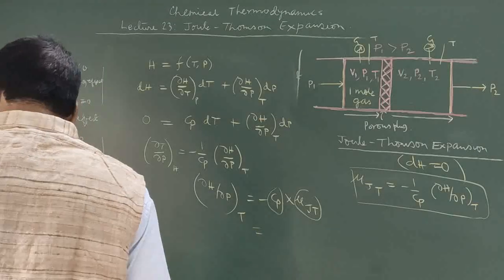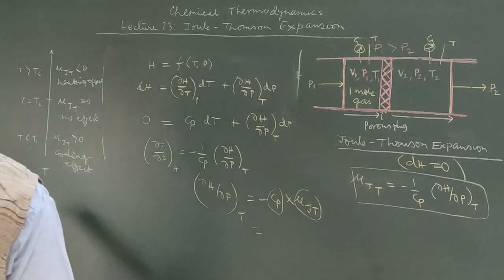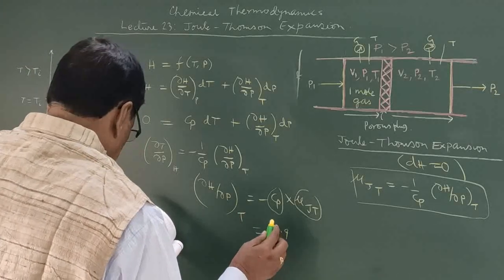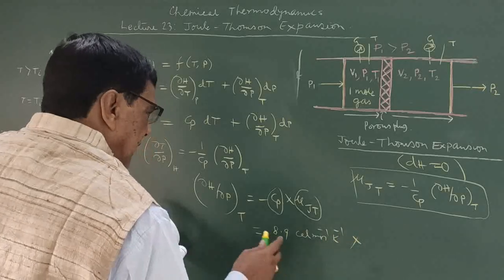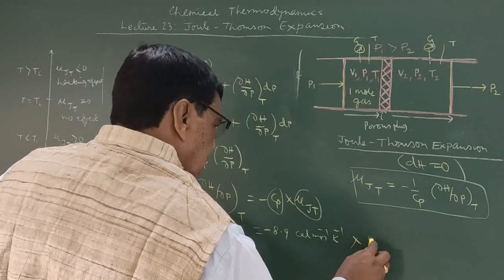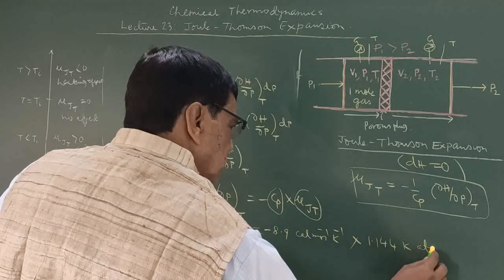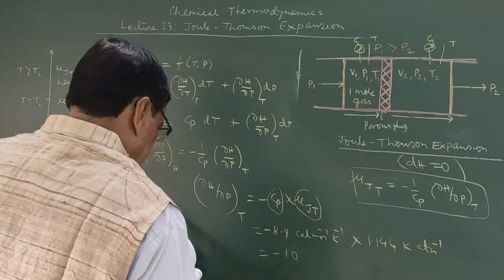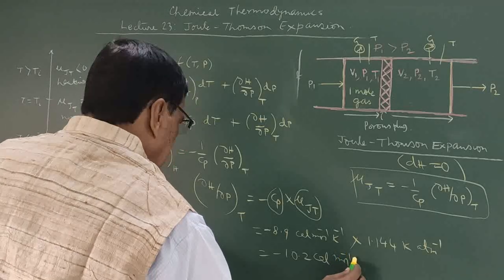Suppose Cp is equal to 8.9 calorie per mole per Kelvin, and μJT equal to minus 1.144 Kelvin per atmosphere. If we do these calculations, we should get 10.2 calorie per mole per atmosphere.